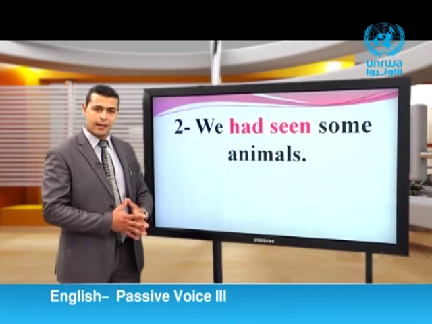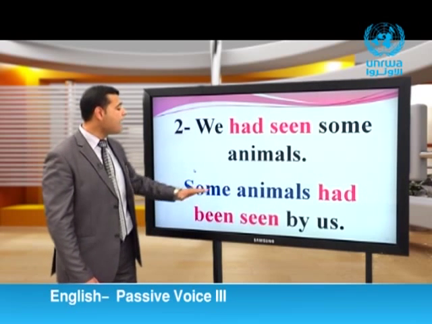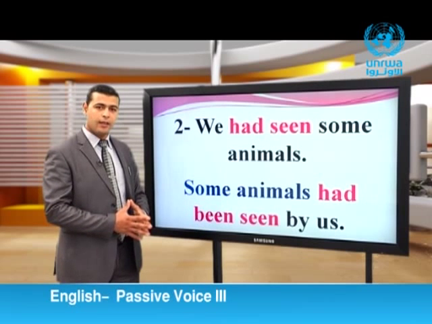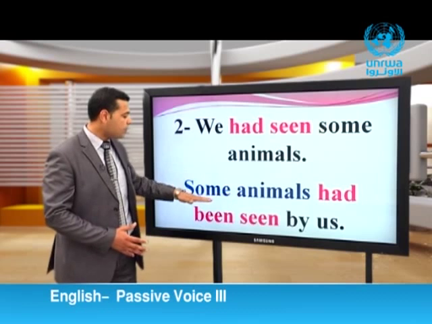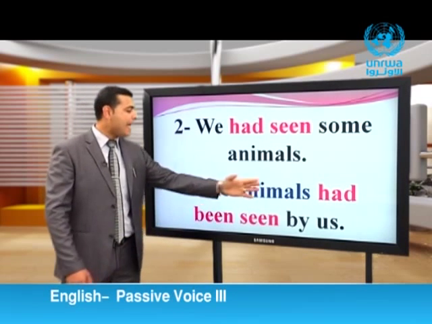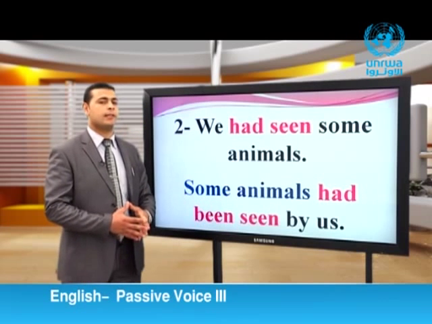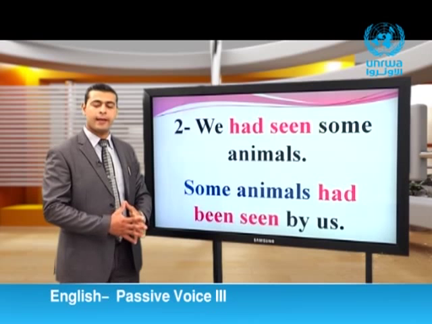We had seen some animals. Look at the passive sentence. Some animals, بعض الحيوانات. This was the object of the first sentence. But here, it's the subject of the new sentence. Some animals had been seen by us.